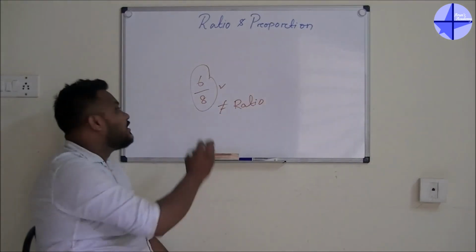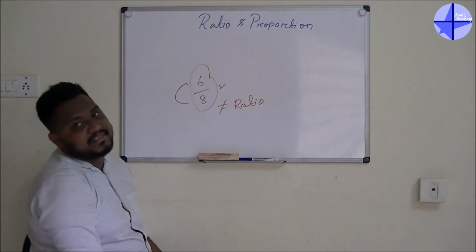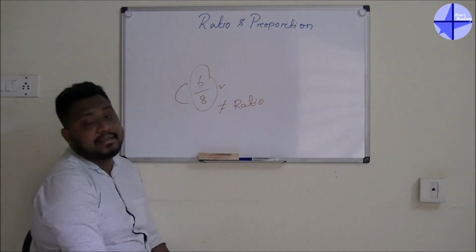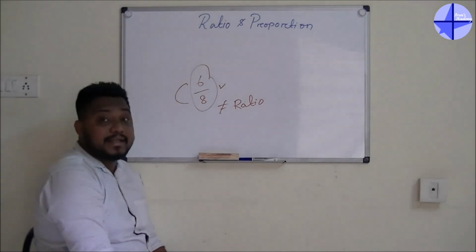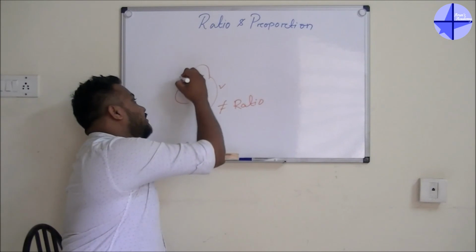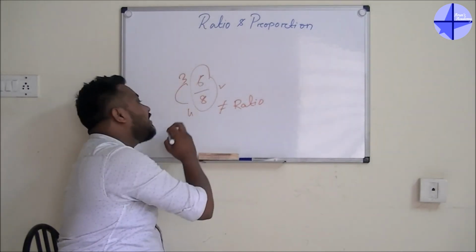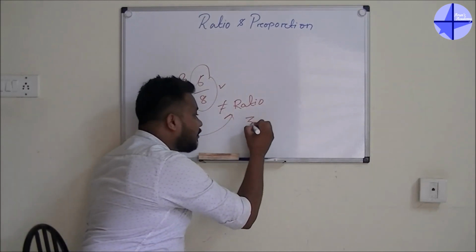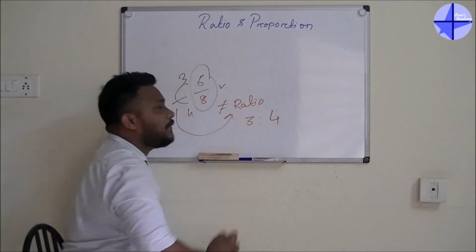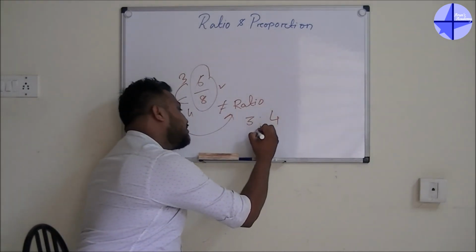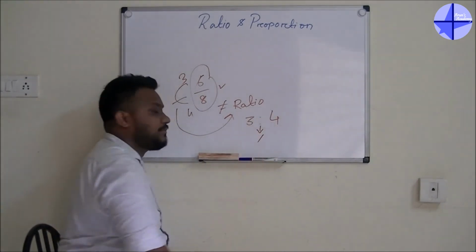Why? Because some common thing is available between 6 and 8. So whenever a common thing is available, you can't take that as a ratio. So you have to cancel that. How to cancel? Everyone knows. Cancel by 2, you will get 3 and 4. So 3 divided by 4 is the ratio, and this is the formal way to write the ratio: 3 is to 4.